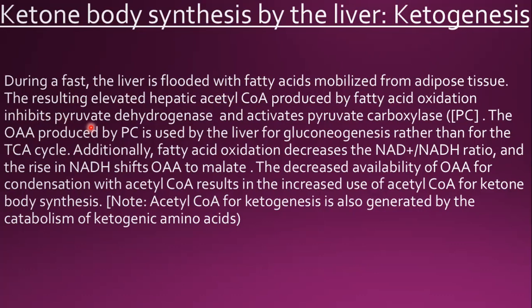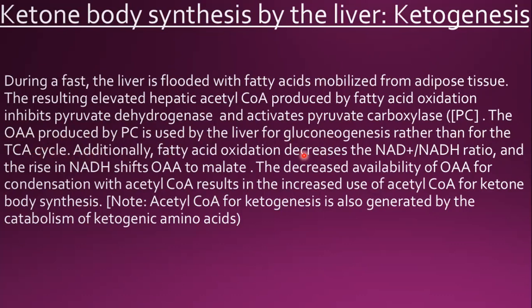Now, the resulting elevated hepatic acetyl-CoA produced in fatty acid oxidation will inhibit the action of pyruvate dehydrogenase, but will activate the activity of pyruvate carboxylase. Now, pyruvate carboxylase, remember, will convert pyruvate directly into oxaloacetate. So the oxaloacetate produced by pyruvate carboxylase is used by the liver for gluconeogenesis rather than for the TCA cycle.